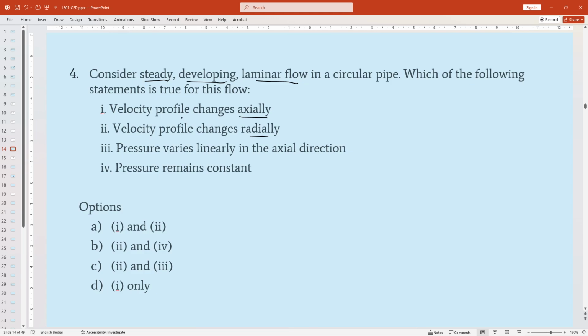The first statement is that the velocity profile changes axially. Axially means in the forward direction. In the developing region, as I already told you, the rectangular velocity profile will change to a parabolic one. So the velocity profile will change axially. That is true.